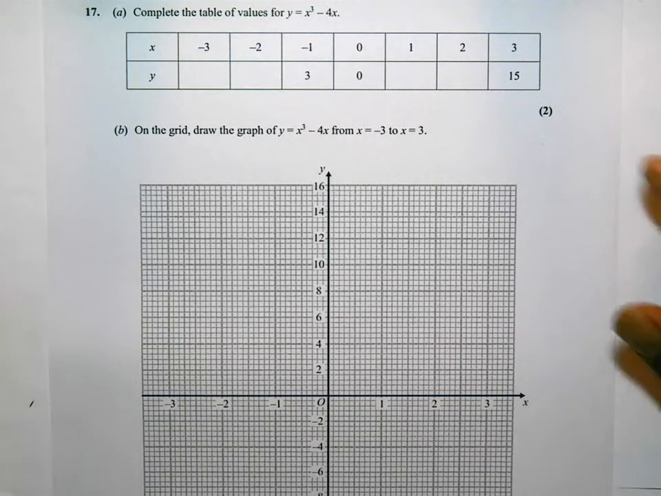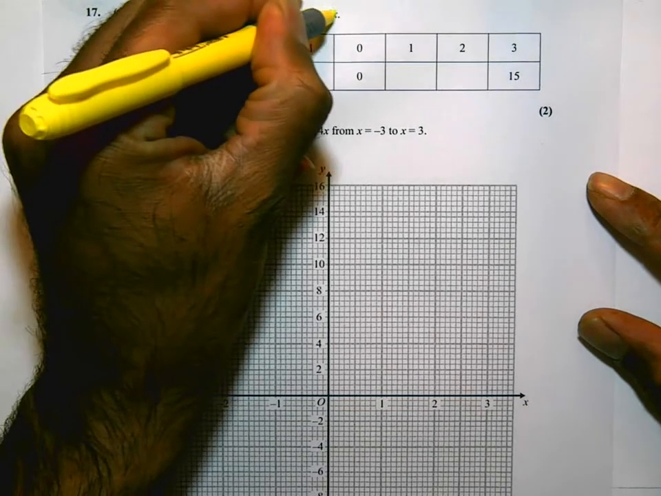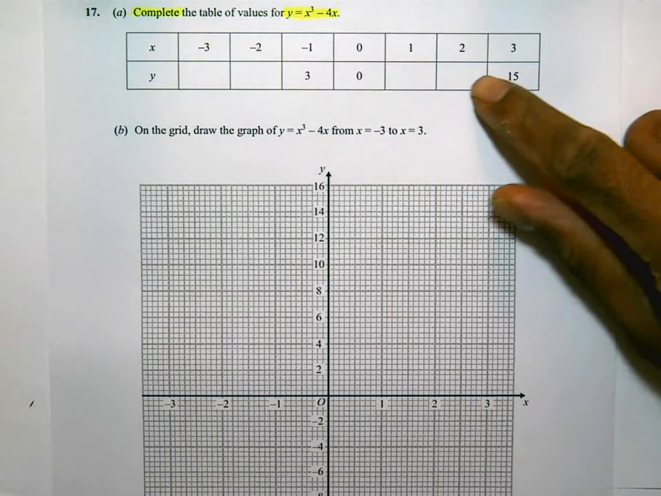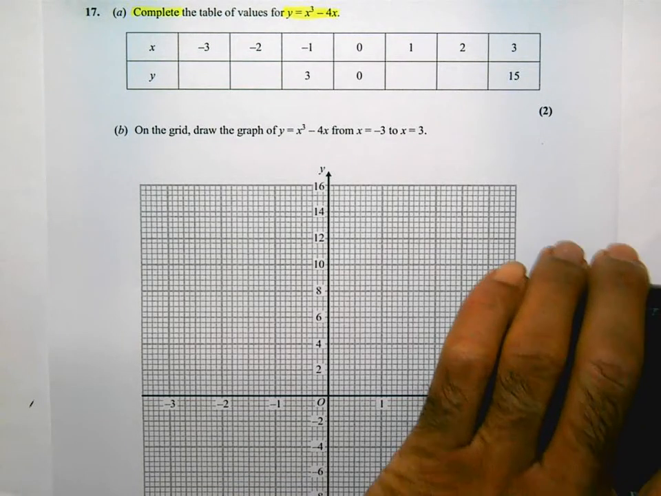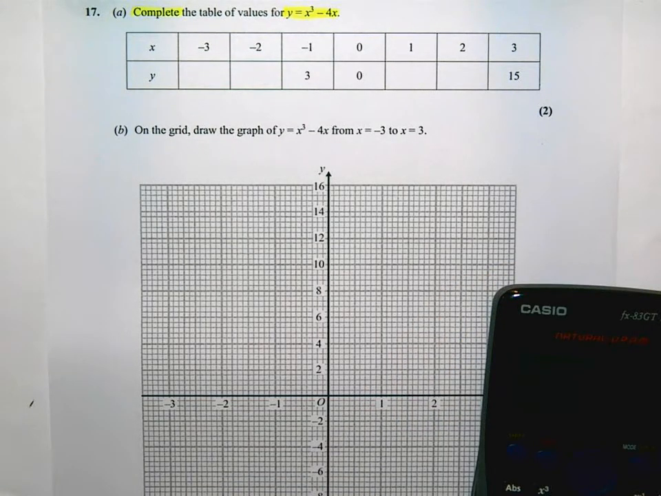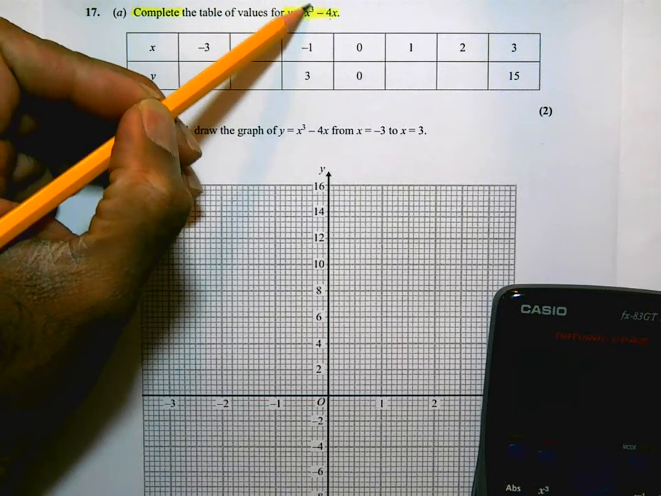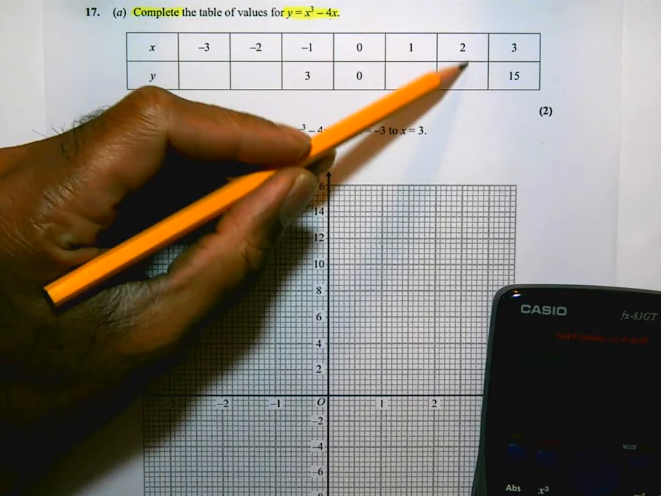The first 2 marks are for completing this table, and they've given you the equation y is equal to x cubed minus 4x. So what you need to do is work out these values for the blank spaces, and you'll get 2 marks for that. Given that this is the calculator paper, you need to put the x values into this equation and cube x and then take away 4 times x. So always start from the positive side.